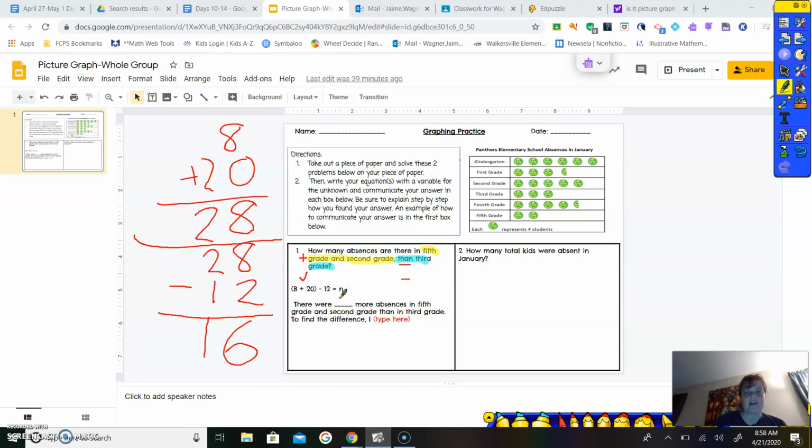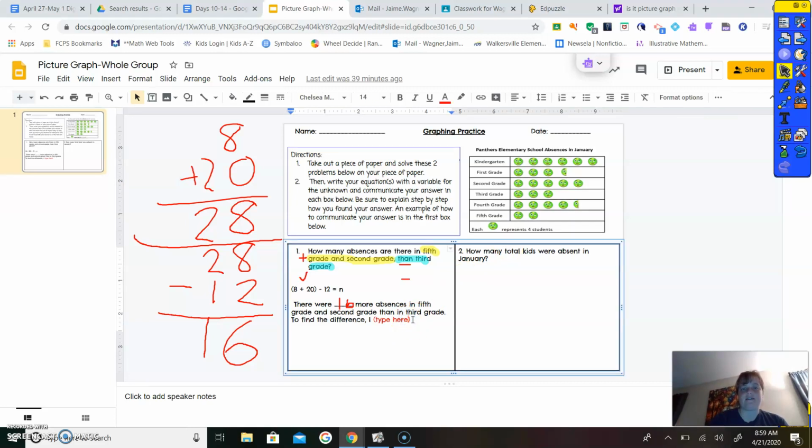So what I would do here is I would write 16. There were 16 more absences in 5th grade and 2nd grade than in 3rd grade. So to find the difference, and then I would explain there how I found the difference. Miss Wagner's having a moment. So to find the difference, I'm going to explain how I found 16.